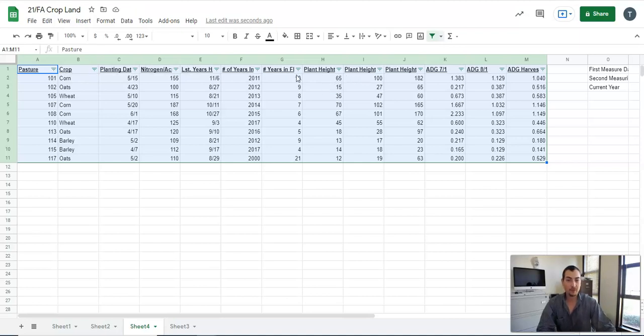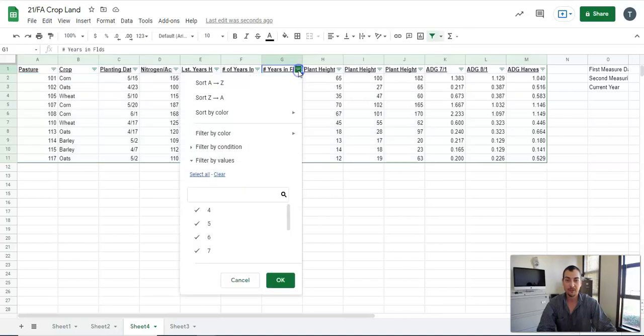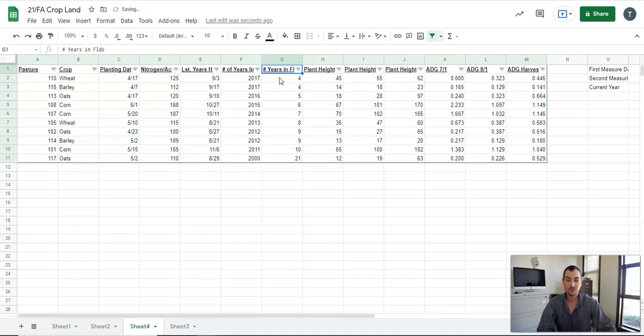So what if I wanted to filter each pasture by how long it's been in operation from youngest to oldest? If I click right there, I'm going to say sort A to Z. So it sorts it low to high. And you can see that it actually changed those rows. It shifted those rows up or down in order to sort it, but it also kept the same data intact. For example, row or pasture 110 was wheat before, and this was all of the current information before. So it kept the same information in the rows.